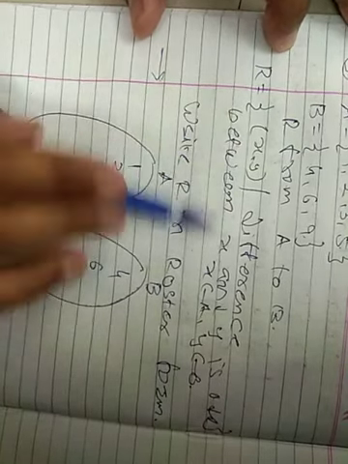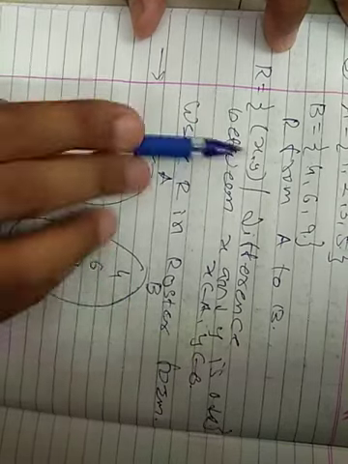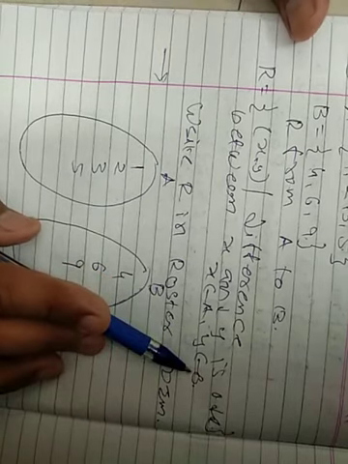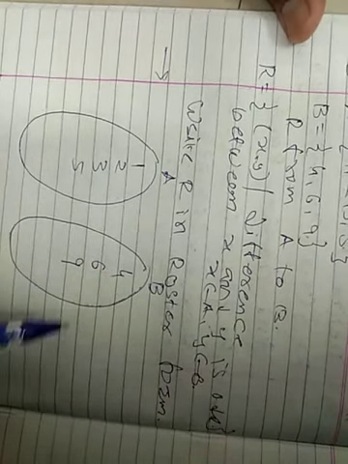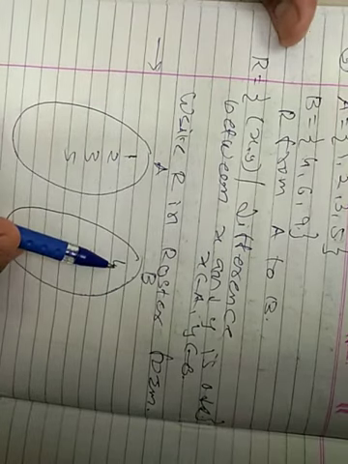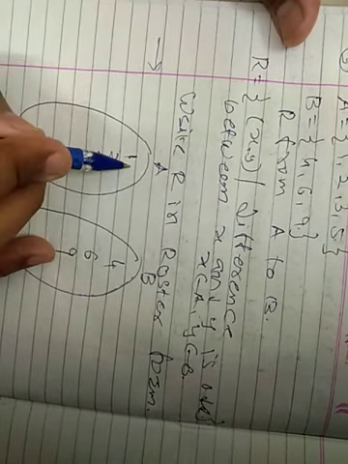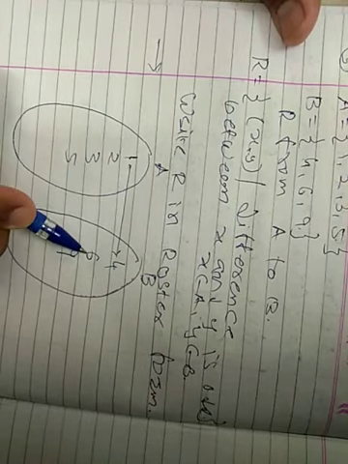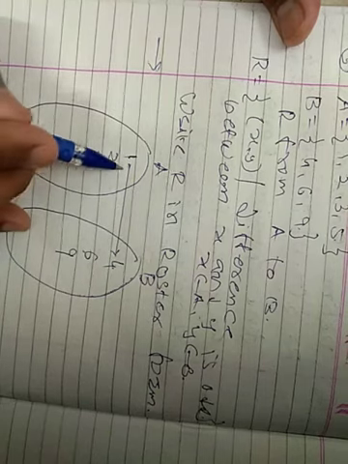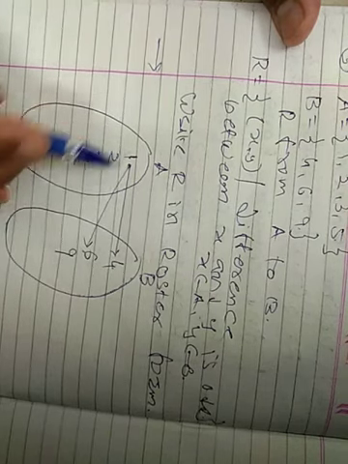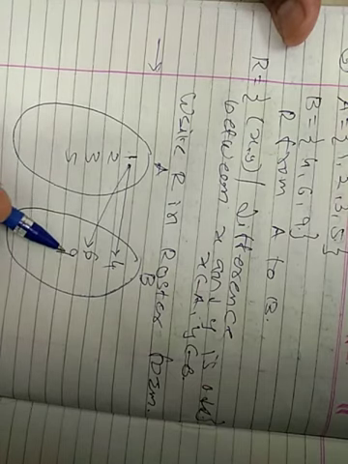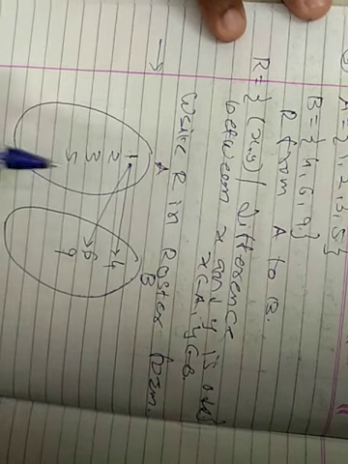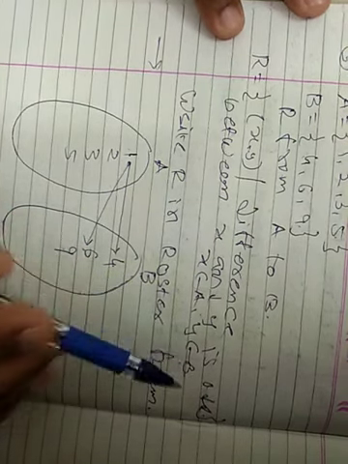X and Y. Difference between X and Y is odd, where every X comes from A and every Y comes from B. Very good. 1 minus 4 is minus 3. Yes, it is odd. This is a relation. 1 minus 6 is equal to minus 5. Yes, it is a relation. 1 minus 9, it is minus 8. Minus 8 is even, so it is not a relation because the difference between X and Y should be odd.